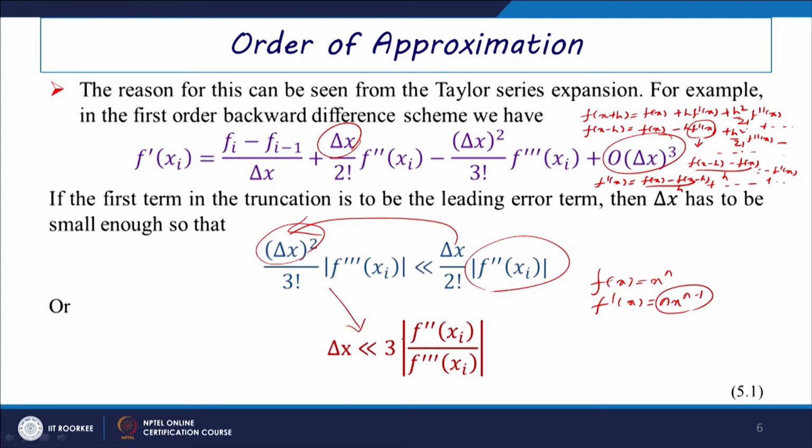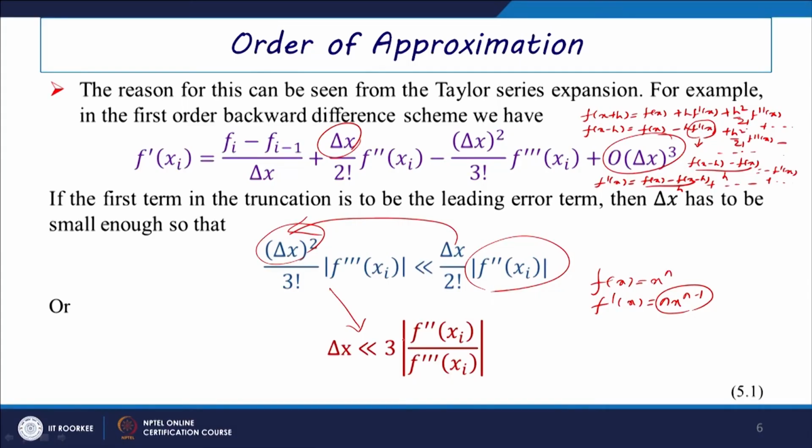then we can find del x should always be less than 3 into f double dash of xi by f triple dash of xi here. If we go for this order of approximation, we can always find that whenever we go for second order approximation or third order approximation, in the last lecture we discussed that in second order approximation, the third order term associated with this derivative term will always be less than the second order term.